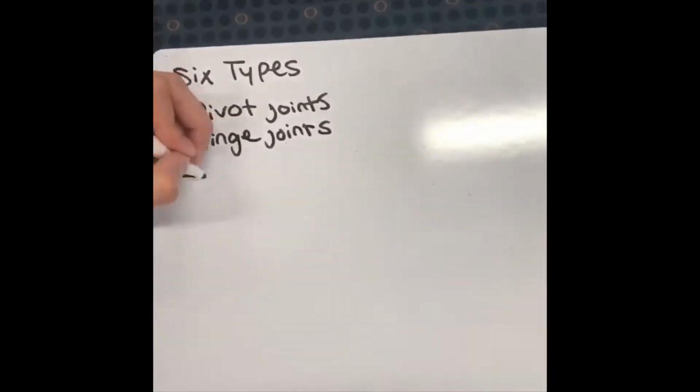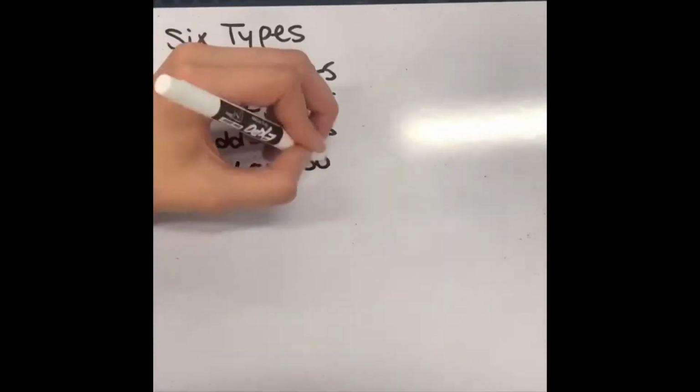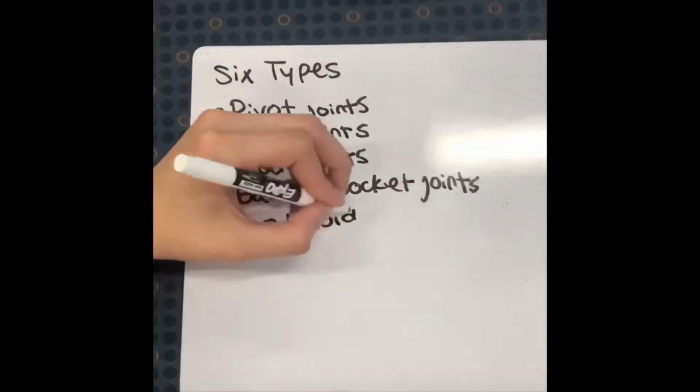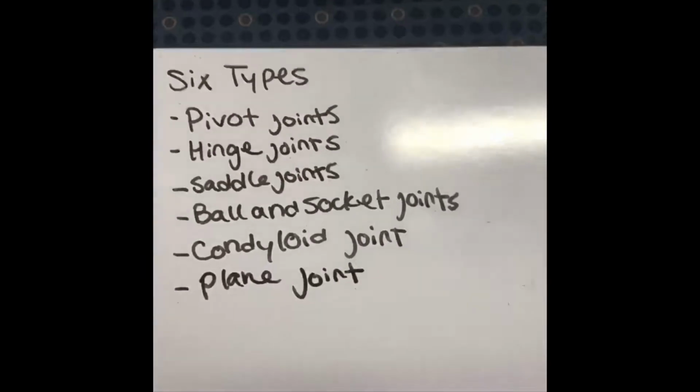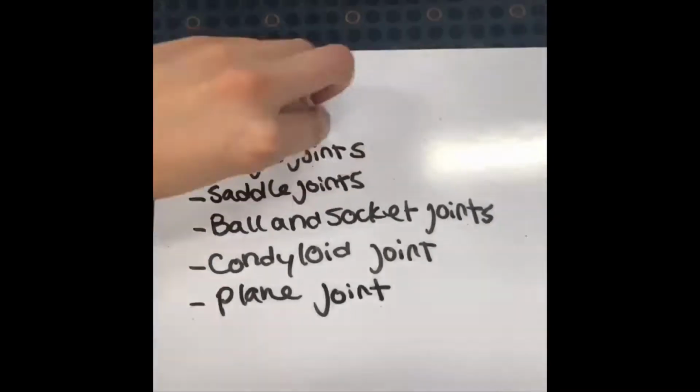There are 6 main types of synovial joints found throughout the body: pivot joints, hinge joints, saddle joints, ball and socket joints, condyloid joints, and plane joints. We'll be focusing on hinge and ball and socket.